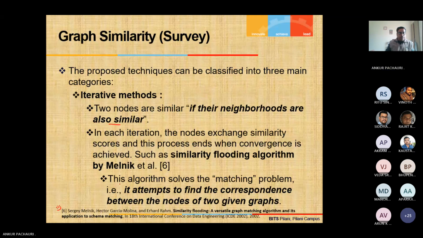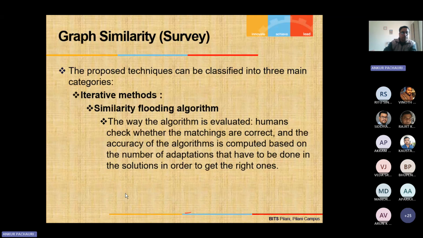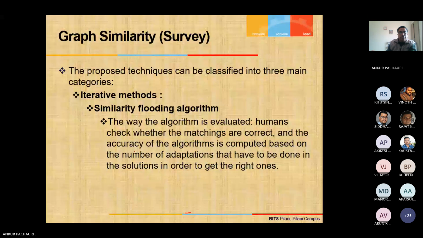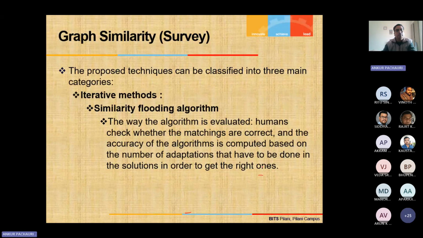Okay. So this algorithm solves the matching problem. It attempts to find the correspondence between nodes of two given graphs. I'm given two graphs, and we just find out how well one node of a graph is matching toward another node of the other graph. So one algorithm was similarity flooding. The way the algorithm is evaluated is by a human checking whether the matches are correct, the accuracy of the algorithm, and the number of adaptations that have to be done in the solution in order to get the right one.